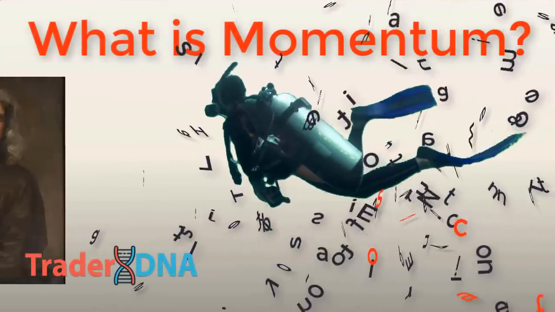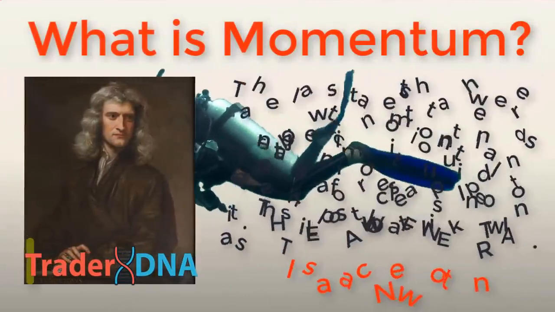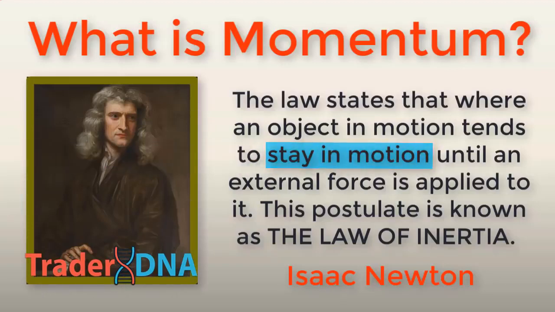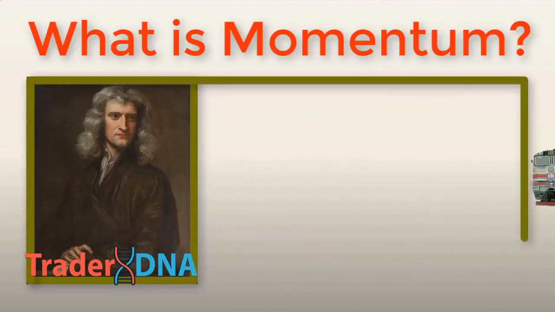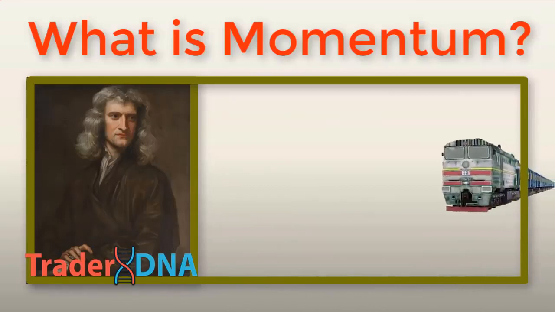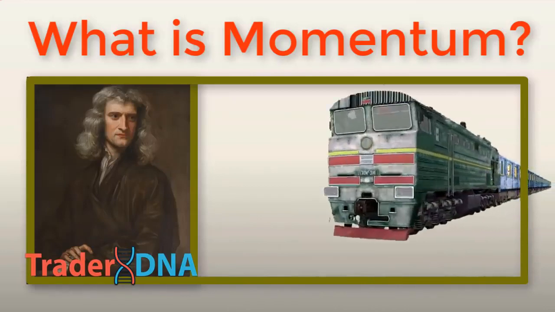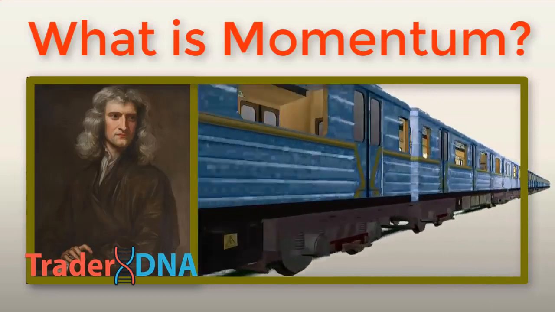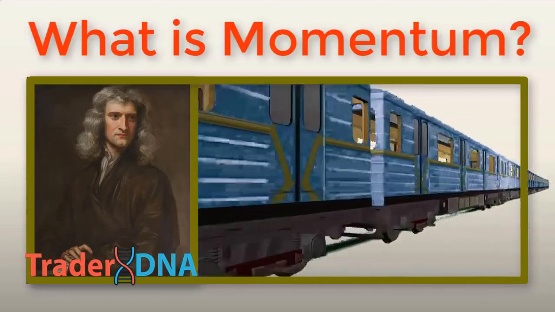What is momentum? The term momentum was borrowed from Newton's first law of motion. The law states that an object in motion tends to stay in motion until an external force is applied to it. This postulate is known as the law of inertia. Think of it as the momentum of a train. When a train starts up, as it accelerates, it moves very slowly. Once it gets up to speed, it stops accelerating but remains traveling at a higher velocity.